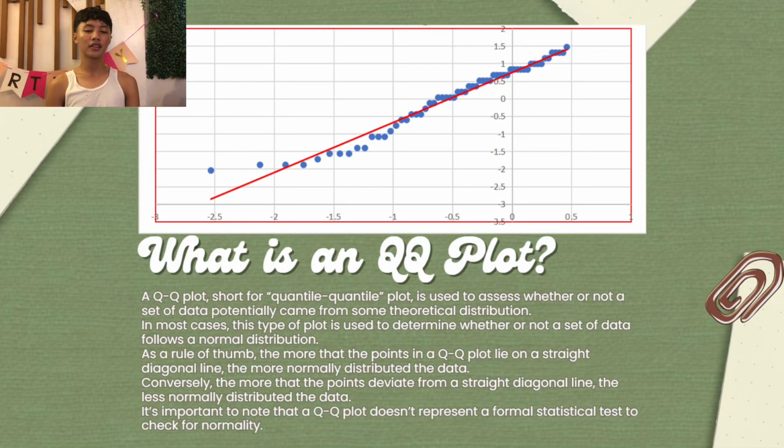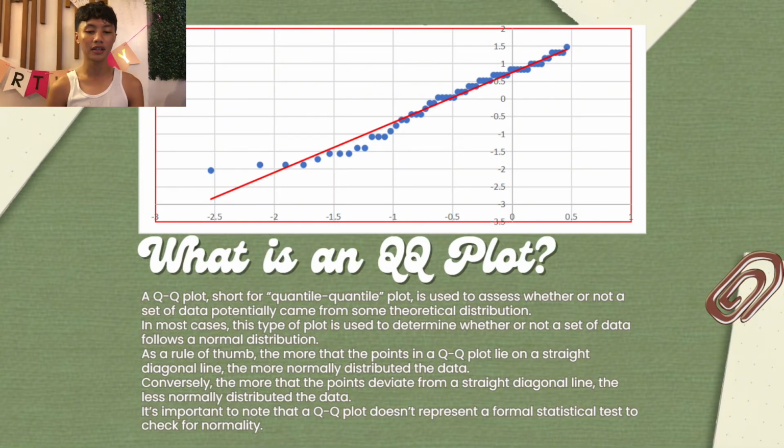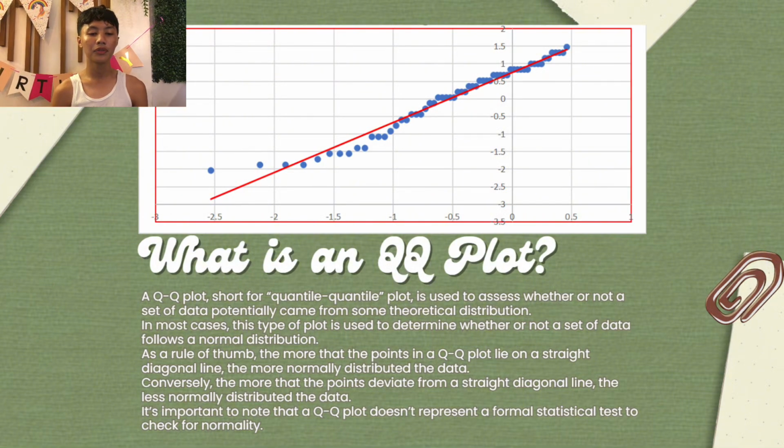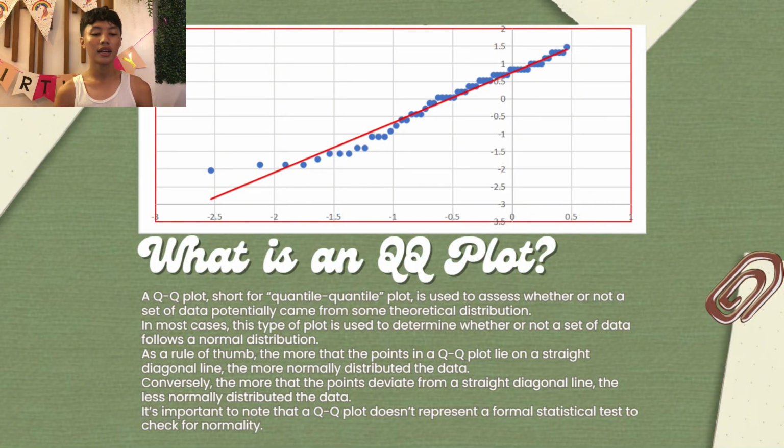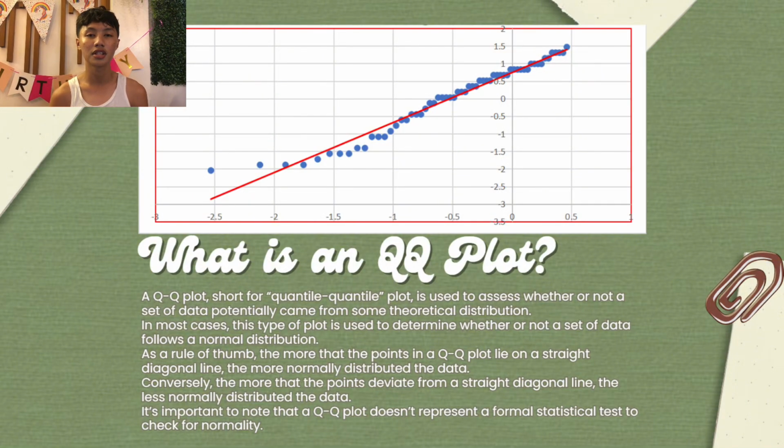What is a QQ plot? A QQ plot, short for quantile-quantile plot, is used to assess whether or not a set of data potentially came from some theoretical distribution. In most cases, this type of plot is used to determine whether or not a set of data follows a normal distribution. As a rule of thumb, the more that the points in a QQ plot lie on a straight diagonal line, the more normally distributed the data. Conversely, the more that the points deviate from a straight diagonal line, the less normally distributed the data. It is important to note that a QQ plot doesn't represent a formal statistical test to check for normality.